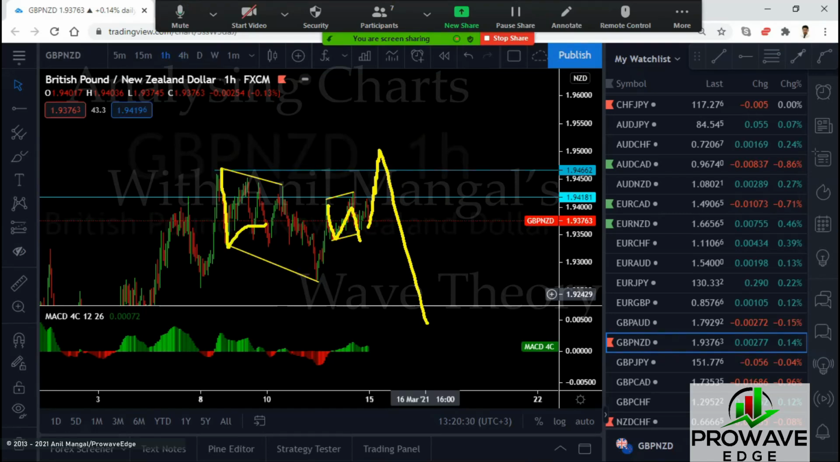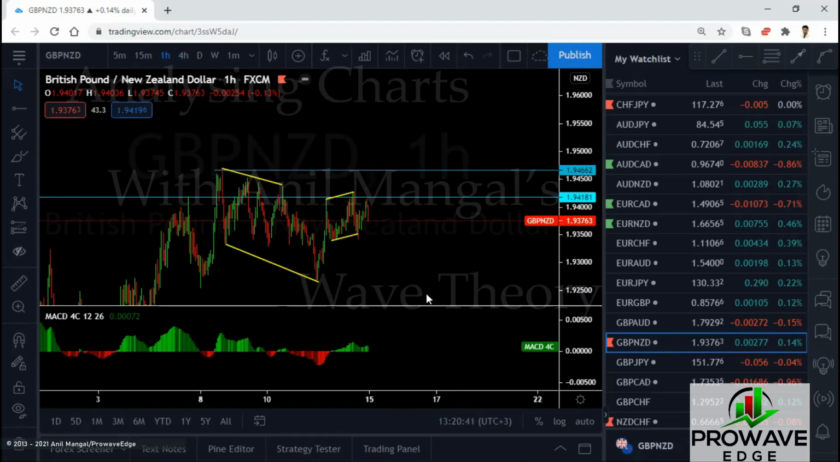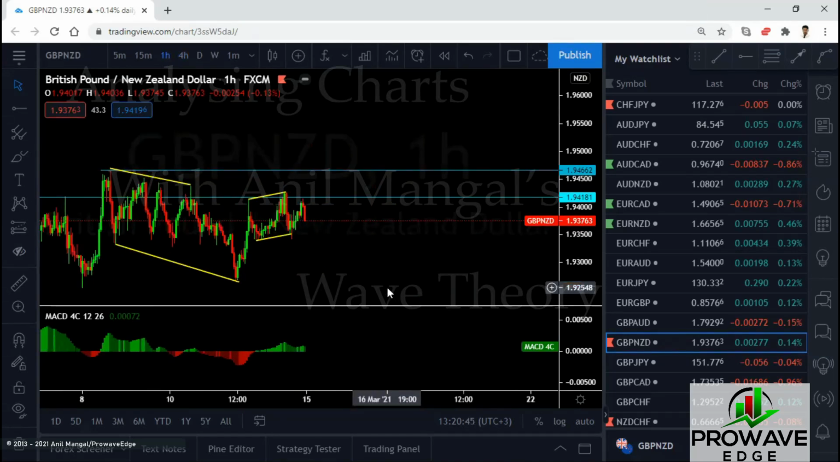Because you've got 1, 2, 3 here. I think let it go up, let it break the top. If you don't get a trade, no problem. And then we look for the sell setup. I don't think you have a sell setup from here.